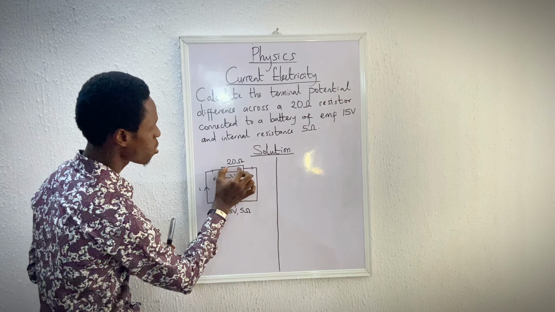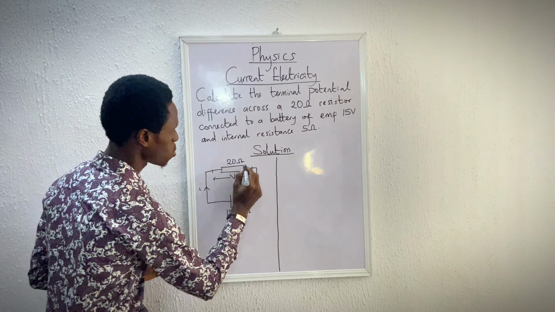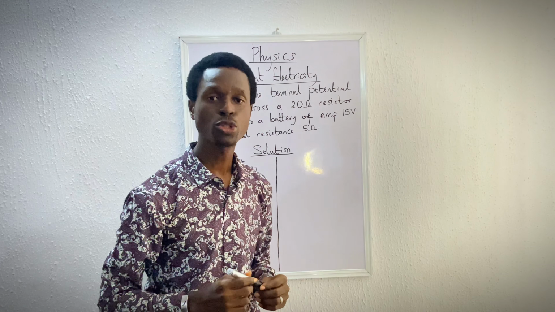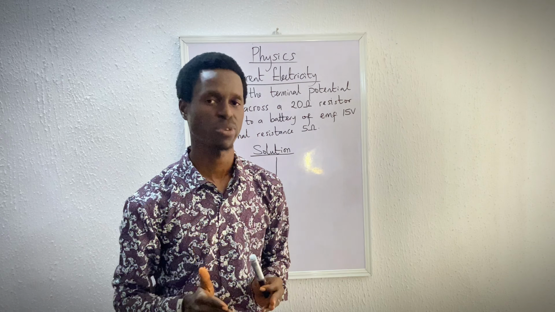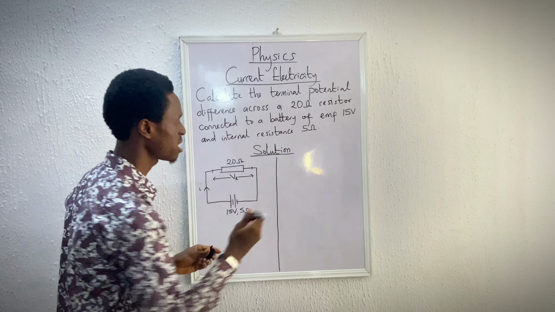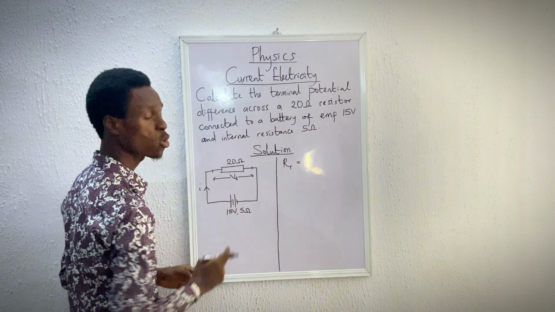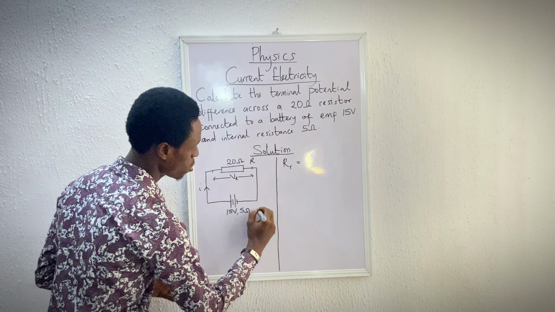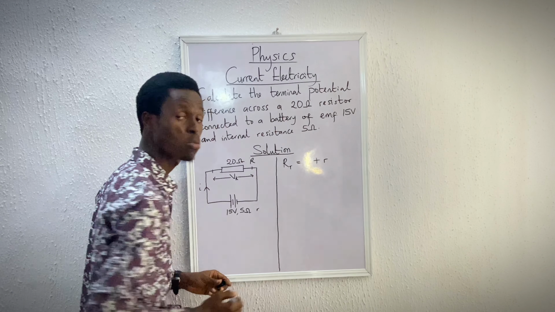Now, this 20 ohm resistor: the same current that flows through it enters this 5 ohm resistance here. And when you have the same current flowing through components, we say those components are connected in series. If we want to get the total resistance of resistors connected in series, let's say this 20 ohm resistor is capital R, and this internal resistor is small letter r. So the total resistance in this case will be capital R plus small letter r.